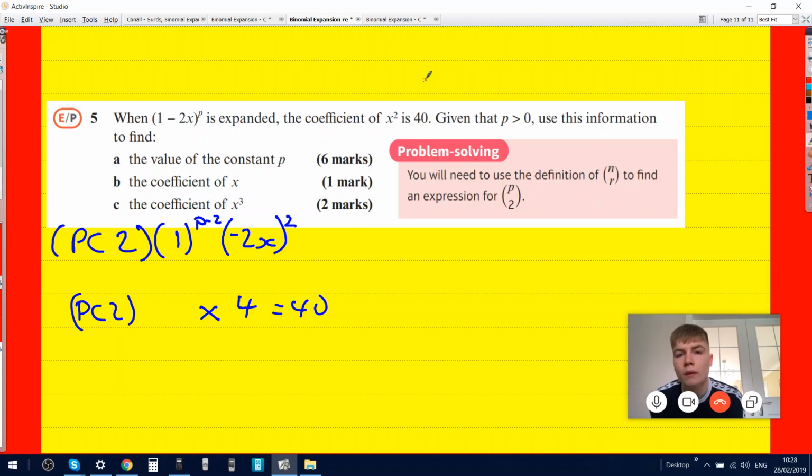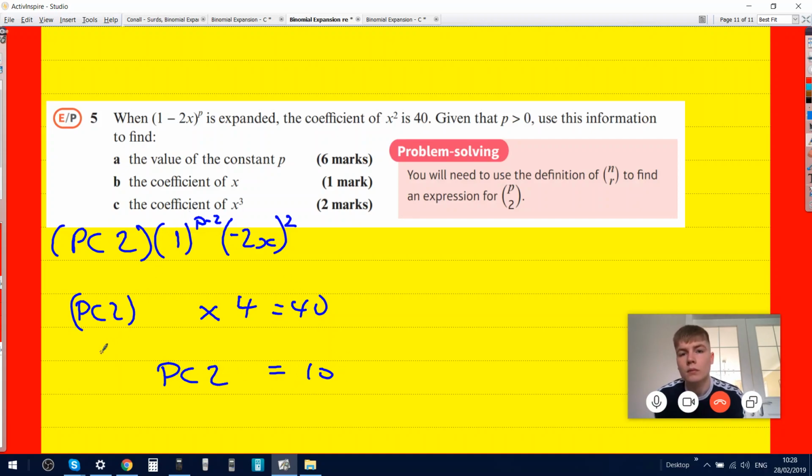Anything you can do there? The coefficient of x squared. Could you divide through by the 4? Yep. What would you get? Just 10. So p choose 2 is 10.